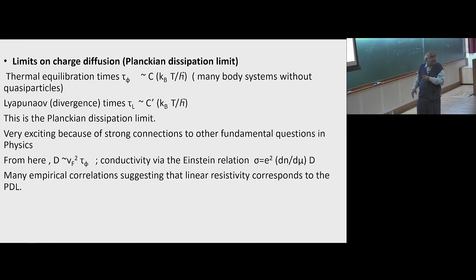Okay, there is another class of theories which is based on the limits on charge diffusion, that is the Planckian dissipation limit, which basically argues that the thermal equilibration times of systems, which may or may not have quasi-particles, are of this order, where C is a number of the order of 1. There is also a recent work which shows that if you prepare the system in some state and then ask for the overlap at a time t later, that overlap decreases exponentially, and that gives you a characteristic Lyapunov time, which also is of the same form, but with a numerical constant which is of the order of 1.